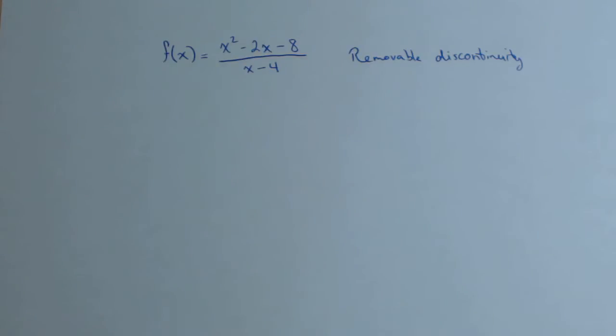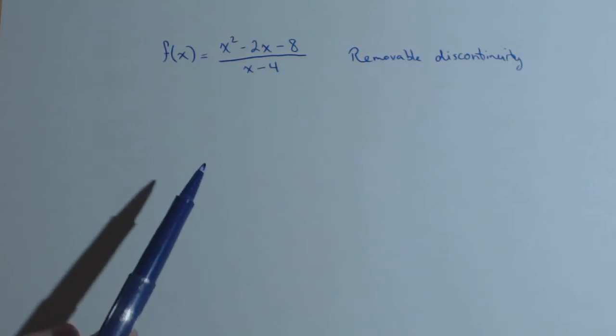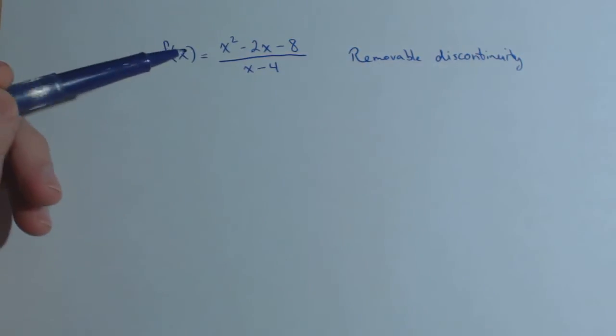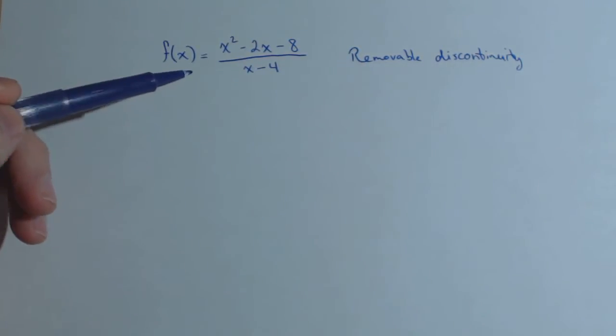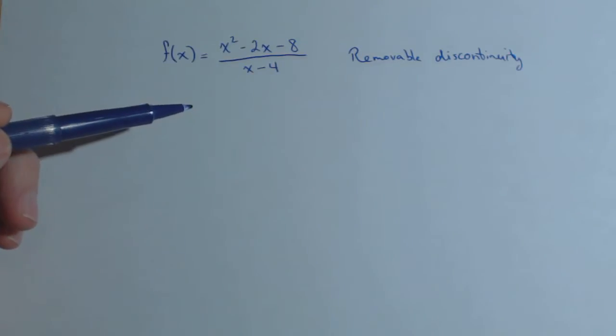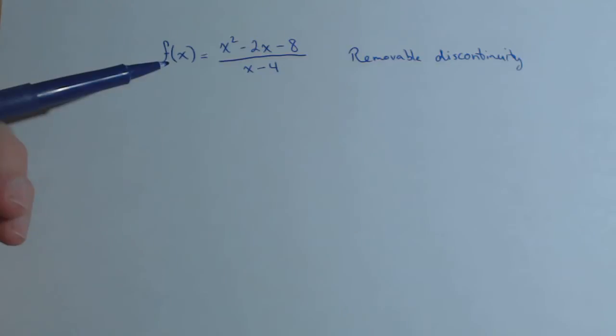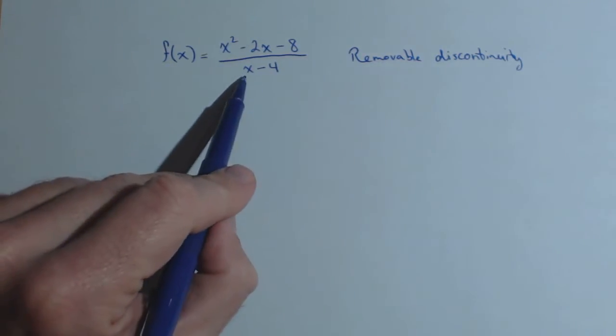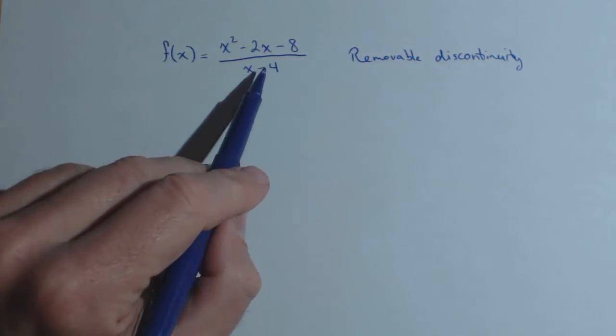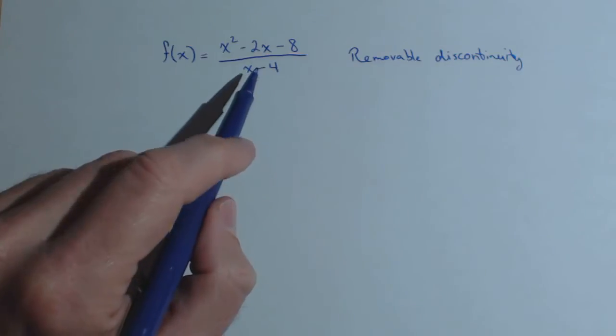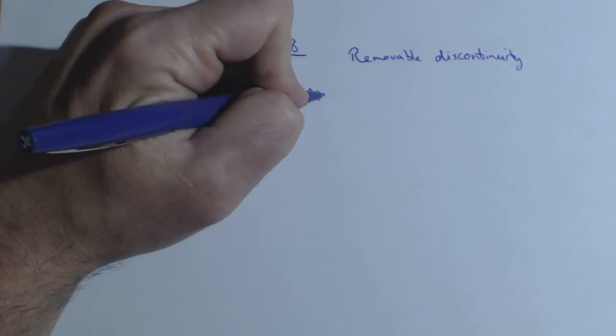Let's talk about a removable discontinuity and how we deal with it. In this case, we have a function that's going to have a removable discontinuity because there's a single point where it's not defined, but by defining it at that point, we can make the function continuous. So clearly, this function is discontinuous at 4 because 4 creates a 0 in the denominator.